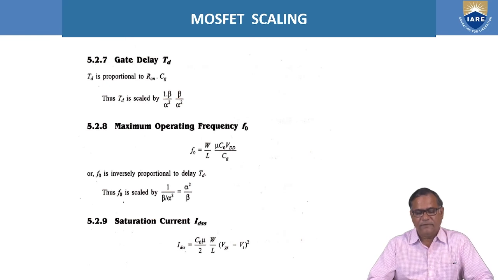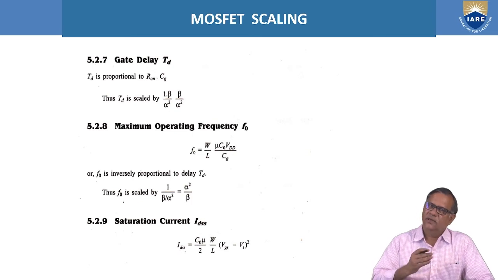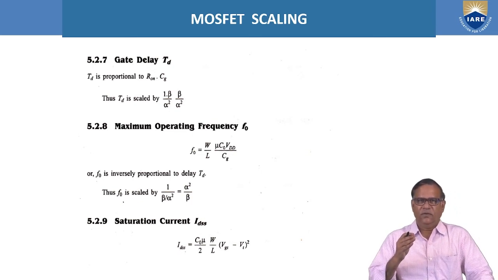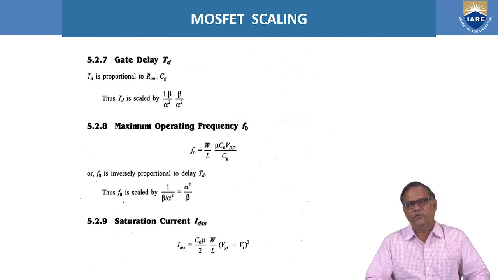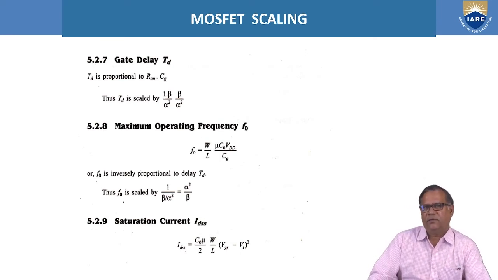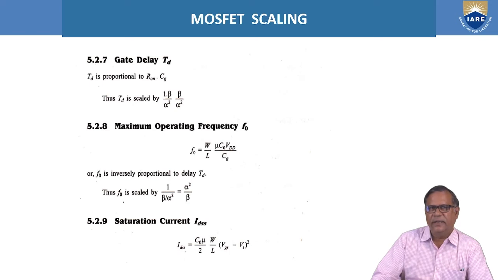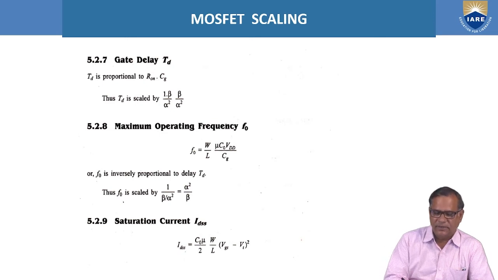Now, let us see the effect of scaling on the gate delay. In VLSI circuits, the desirable factor is you should have less delays so that the signals travel from one point to another point with good speed. So what is desirable is minimum gate delay. And gate delay is given by the RC time constant.